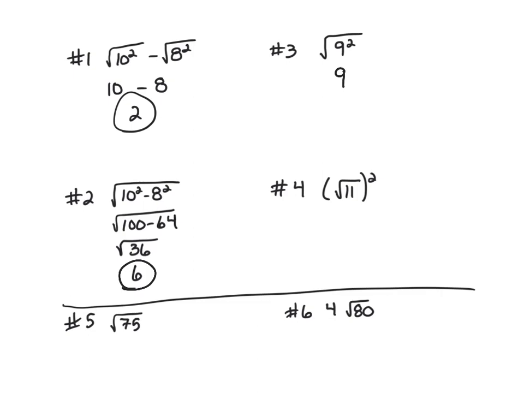So number 4, we have the square root of 11 squared. So the square and the square root are in opposite places, but they're still opposites. So they still cancel out. And I'm just left with the number 11.